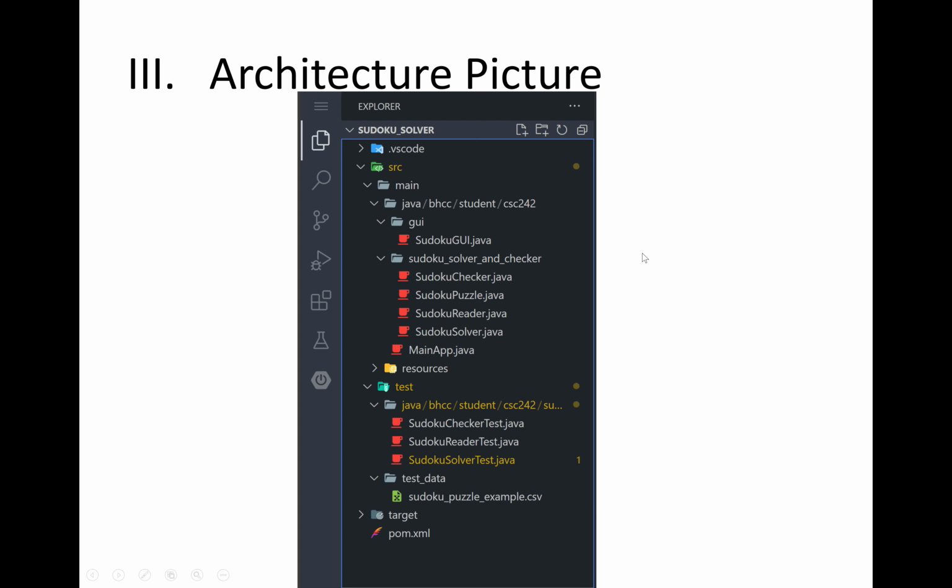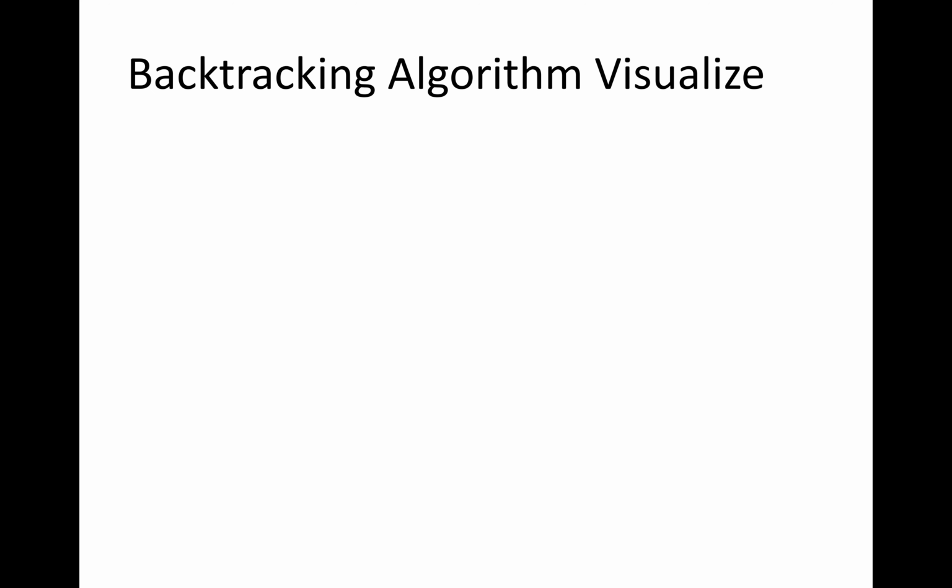Now here's the architecture picture. This is my project overview. There's a Sudoku graphic user interface, a checker, a Sudoku puzzle itself, a reader, a solver, and the main application to run to show the graphic user interface. Here is the backtracking algorithm visualized. You can check this video in the other episode of my post.